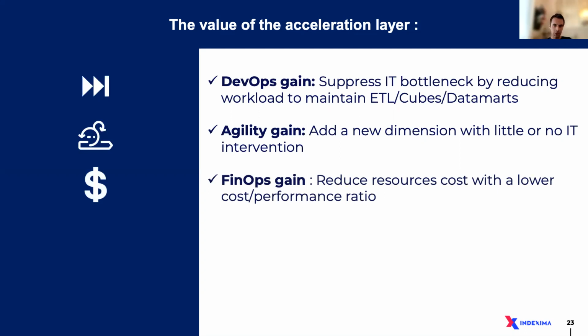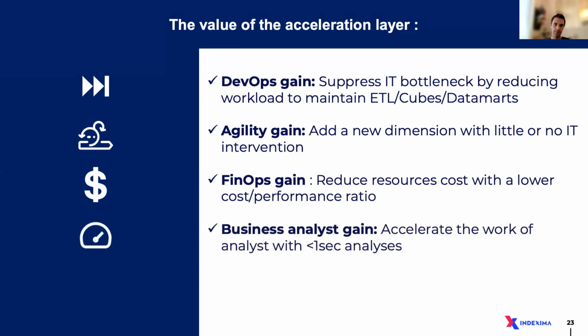We also have a financial gain. I didn't say it during the demonstration, but of course, at some point, your acceleration layer, Indexima, will stop any queries, and your data source will have much less queries to perform. So for the demonstration, I had a Snowflake cluster 3x large with an acceleration layer. Of course, you're going to downscale this Snowflake cluster, maybe to a large cluster. So a huge financial gain, because you use less compute resource on Snowflake.